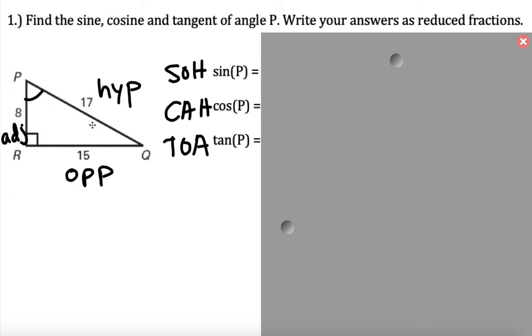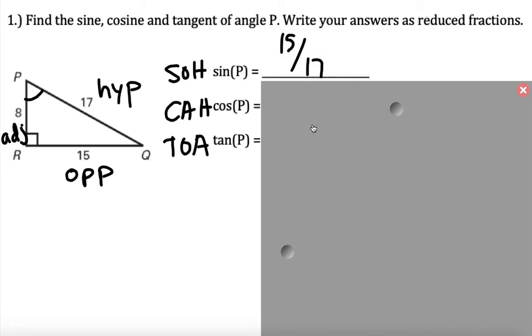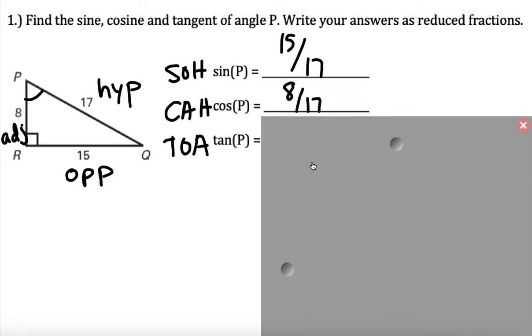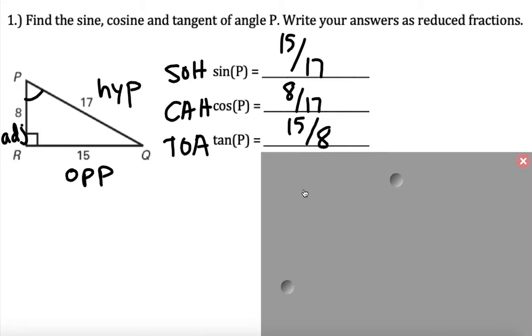So here, all the side lengths are given. We're not solving anything. We're just getting familiar with what these equations are going to look like. So using our mnemonic device, SOHCAHTOA, sine is opposite divided by hypotenuse, and so that fraction would be 15 over 17. Cosine is adjacent divided by hypotenuse, which is 8 over 17, and tangent is TOA, opposite divided by adjacent, 15 over 8.